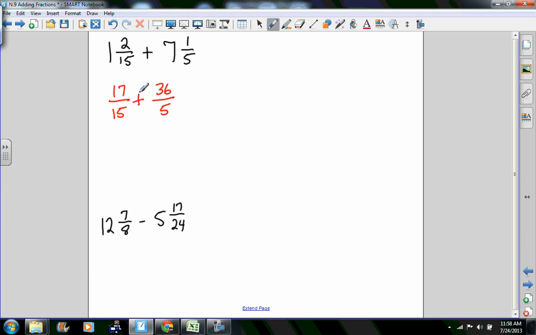Now a common denominator, I'm going to say that, well, 5 can just turn into 15, so our common denominator will be 15. So that's 17. Well, I have to do 36 times 3.